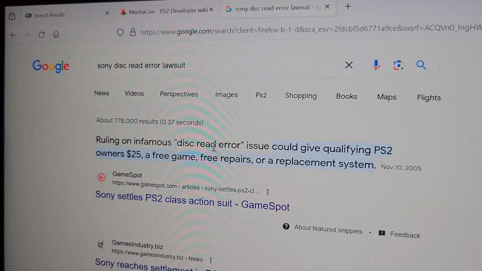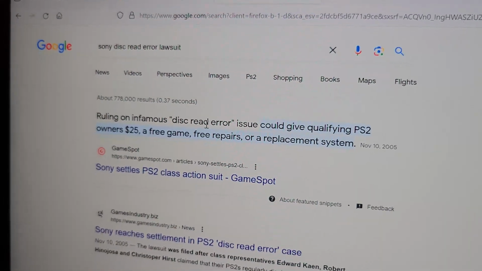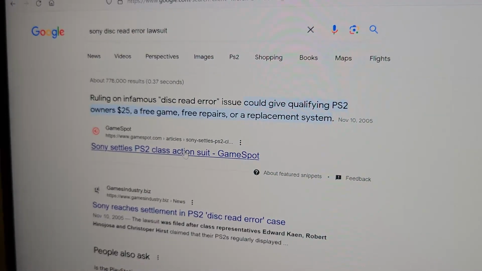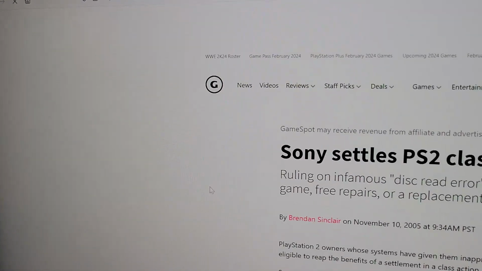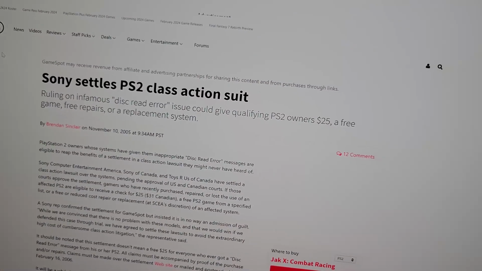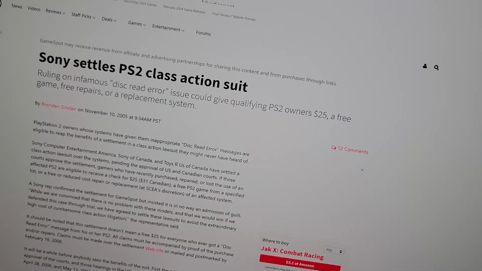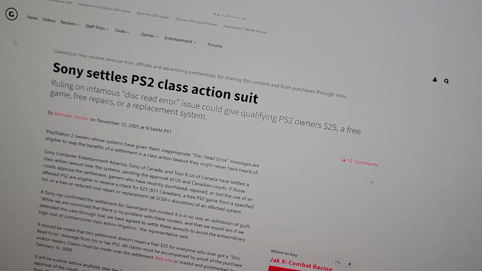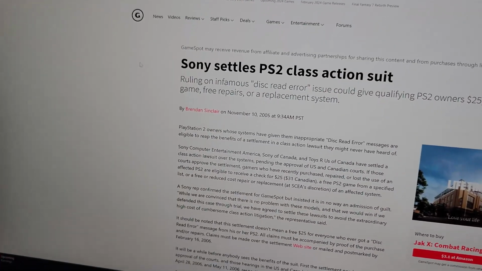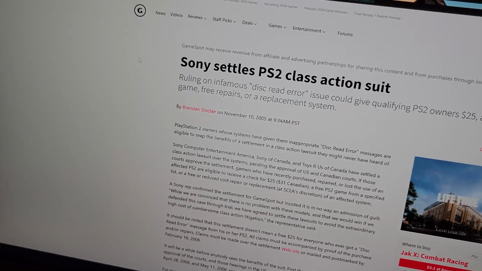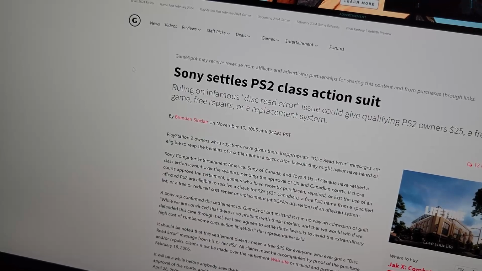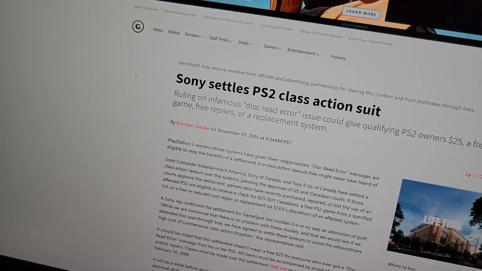The infamous disk read error issue. You qualify for notice for a $25 free game, free repairs, or a replacement system. Class action lawsuit for GameStop. Sony settles class action lawsuit over the infamous disk read error, qualifying PS3 owners for a $25 free game and free repairs or a replacement system. This was back in 2005, and it said it would give them an inappropriate disk error message.